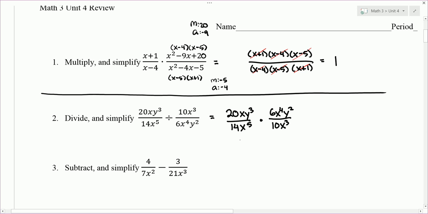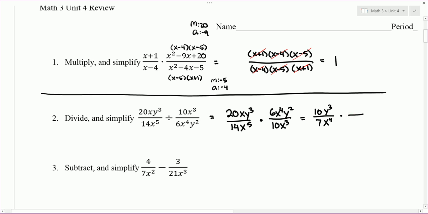From here, we can multiply things together, or we can reduce, however we want to do that. I'm going to reduce each fraction first and then multiply. It gives me smaller numbers to work with. 20 and 14, we can divide both of those by 2 and get 10 over 7. We have an x over x to the power of 5. We subtract the exponents. We take 1 away from the 5 and you get 4. And y to the third. So the first fraction simplified to that.